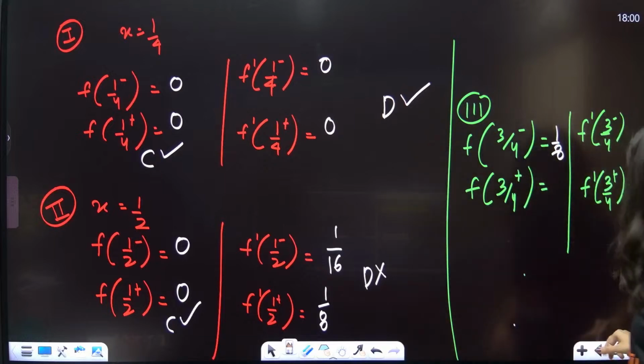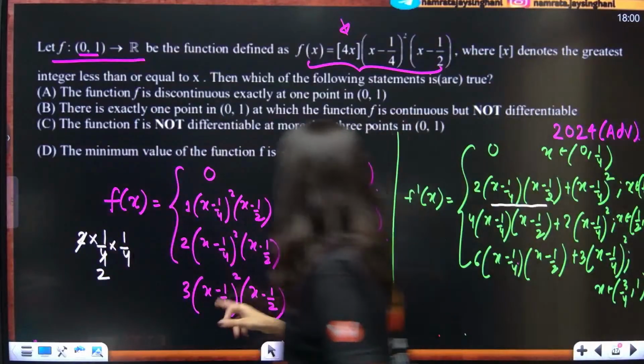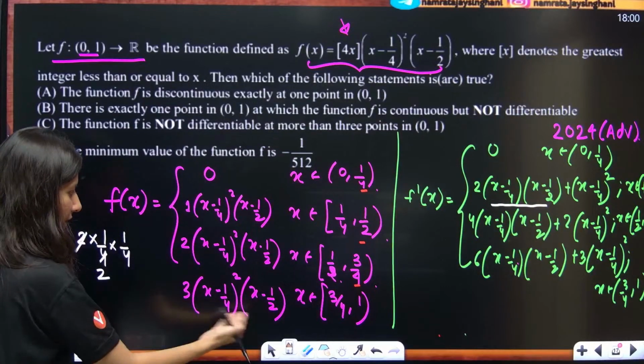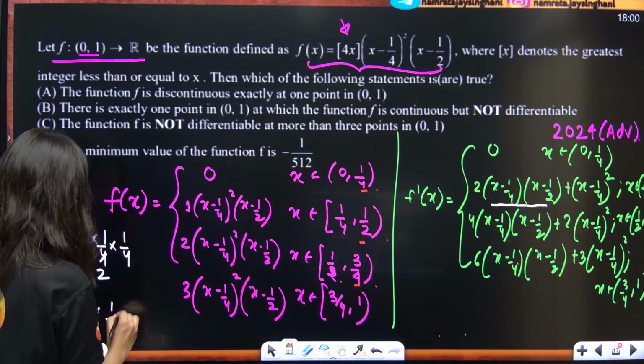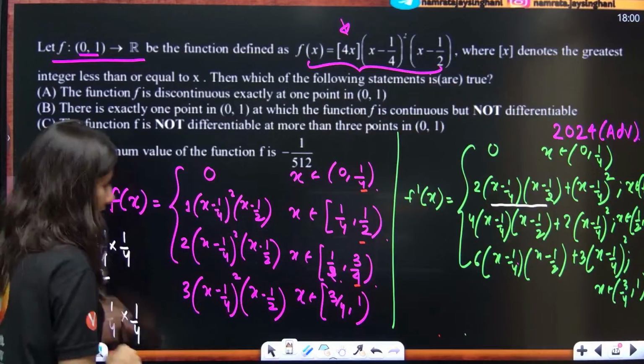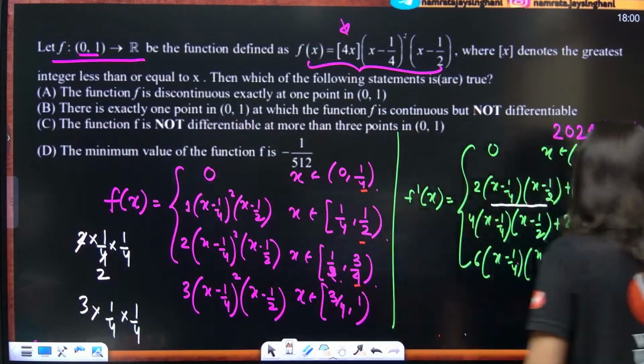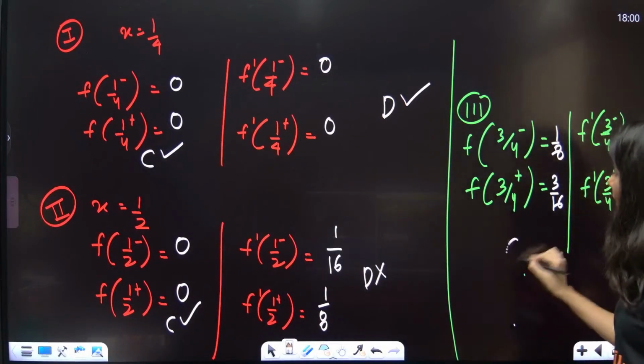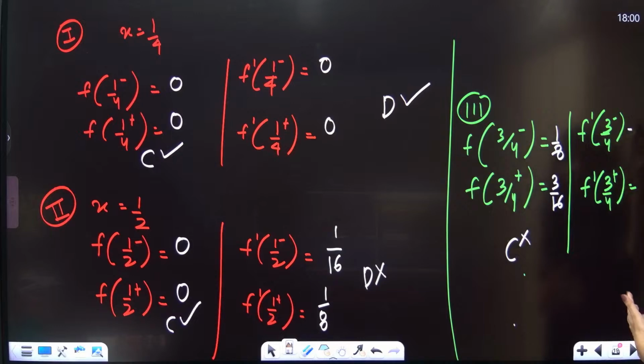F of 3 by 4 plus. That means you have to put 3 by 4 over here. So this is 3. Same thing you are going to get, but you are going to get 3 into 1 by 4 into 1 by 4. So this is 3 by 16. Okay, so f of 3 by 4 plus is nothing but 3 by 16. Here the function is discontinuous, so we are not going to calculate. This is good news for you. So non-differentiable.